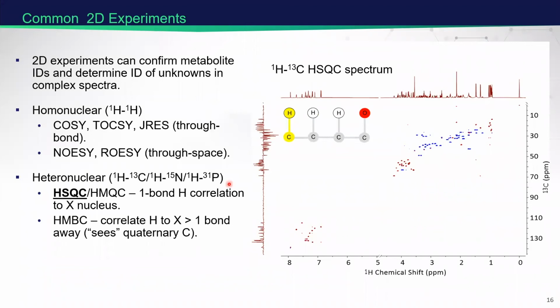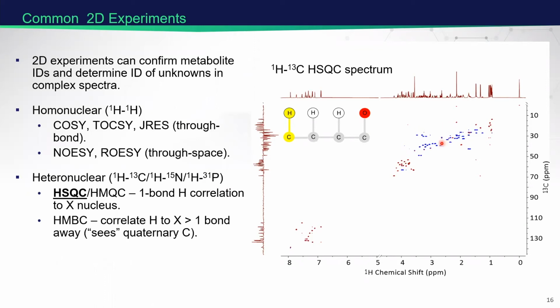We can also do heteronuclear two-dimensional experiments. The one I'm showing here is called the HSQC. And what this one does is it correlates a particular proton chemical shift to the chemical shift of the carbon that it's directly bound to. And so now we have even further chemical shift dispersion because of carbon-13's wider chemical shift range. And so, as you can see, we get a nice spread of signals.